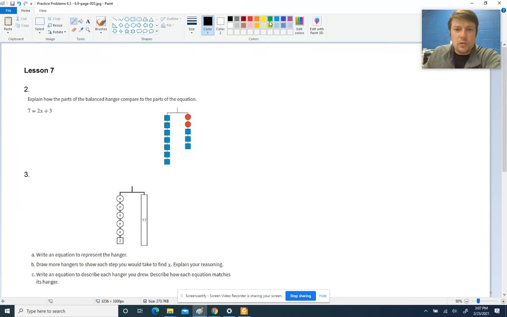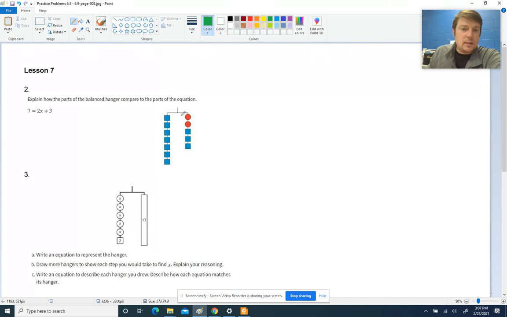So let's look at this first one here with 7 equals 2x plus 3. We've got 7 blocks on the left side: 1, 2, 3, 4, 5, 6, 7. That's what that 7 represents. We've got two unknown things, which we're going to say are the circles, 2 x's, and then 3 things that we know. So I guess what we're thinking here is the squares are equal to 1 in value, and we're just trying to find out what the circles equal in value.